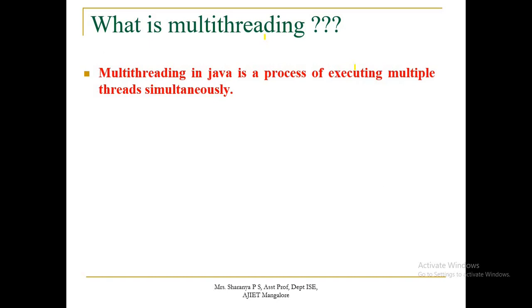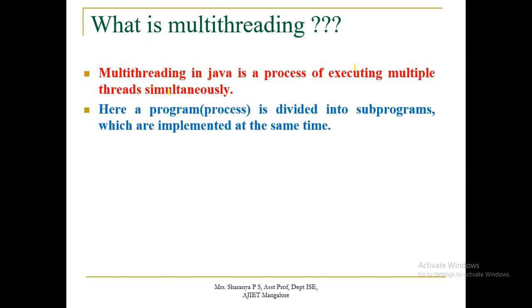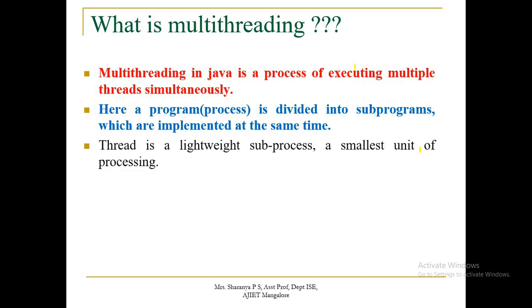So what is meant by multi-threading? That is, at a time if more than one thread is concurrently executing, then we call it multi-threading. Here, the process is divided into subprograms which are implemented at the same time. These subprograms we normally call a thread. And a thread is a lightweight sub-process, and it is the smallest unit of processing.